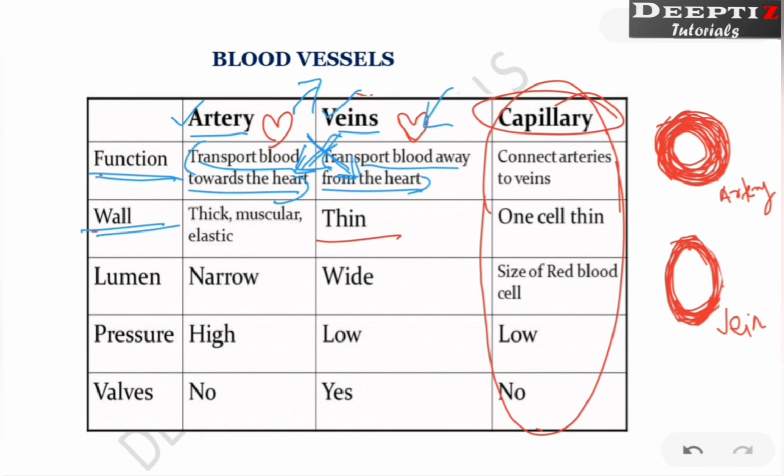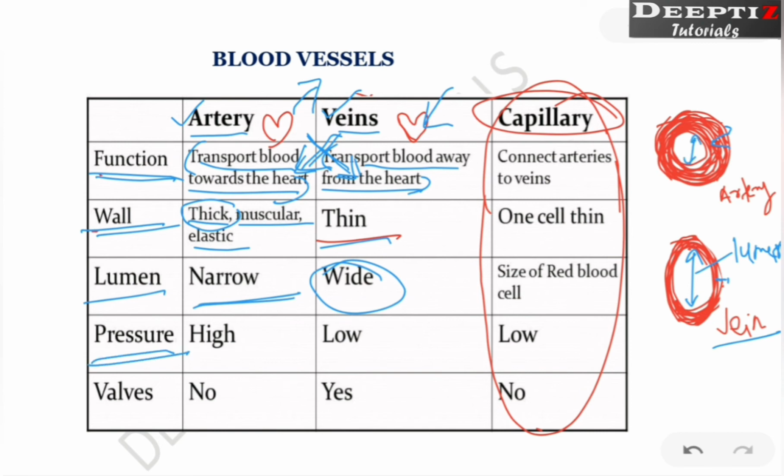What about the wall? The wall of the artery is muscular and elastic, which is thick. If you see here, you can see that this is thick walled. And what about veins? Veins have a very thin wall. Now what about lumen? Lumen is actually the space available in a vessel for the blood to flow through. So this is the lumen. Where is the lumen wide? Lumen is wide in the case of vein, and in the case of artery it is narrow. That means the space available is less.